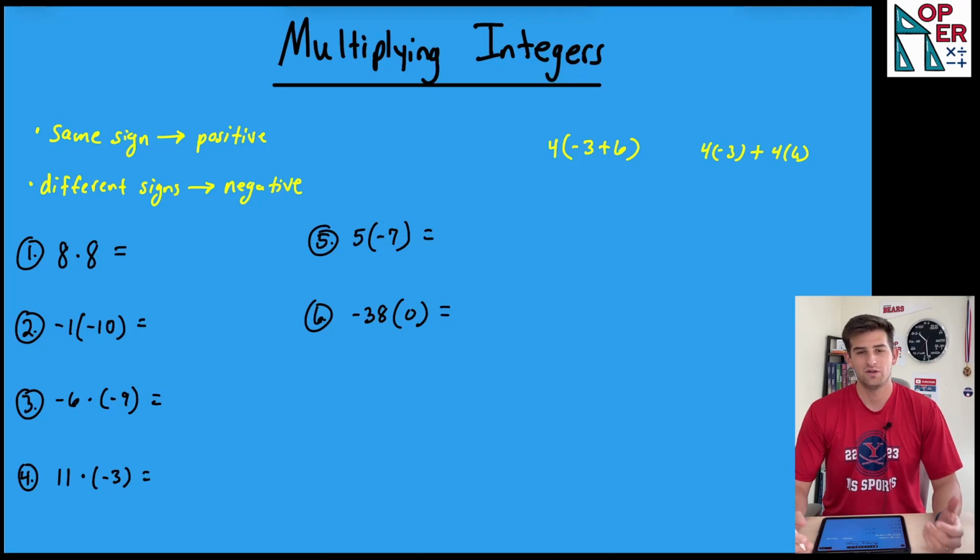Hello everyone, in this video we're going to talk about how we can multiply integers. There are two sets of problems we could have: when we have integers that have the same sign, or when we have integers that have different signs. So maybe one number is positive and one number is negative.